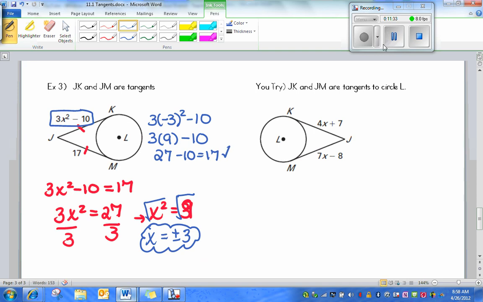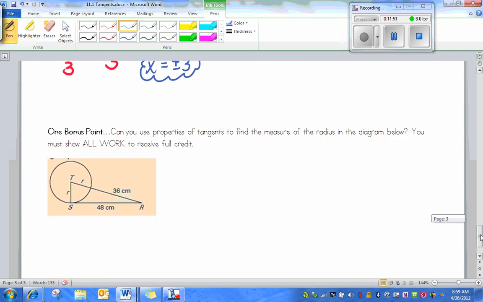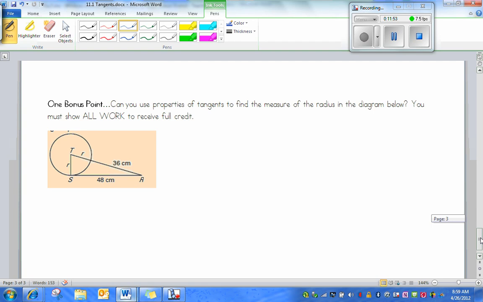Please pause the video and try the last example. When you're done, you can hit play to make sure you got it right. You should have gotten x equals 3. If you didn't, go back and check your work. The last thing that I would like for you to do, if you would like, is to complete this bonus problem. If you do it, I'll give you 1 bonus point on this homework assignment.